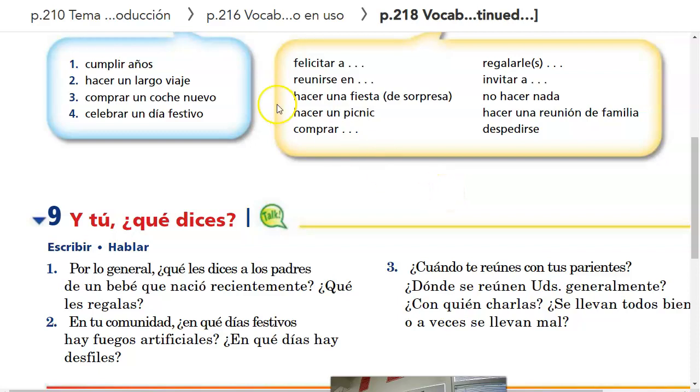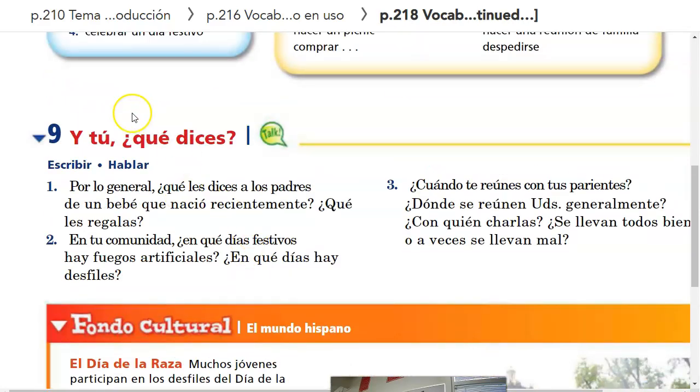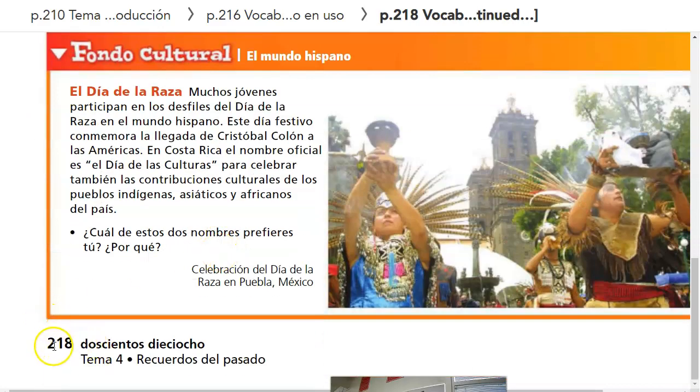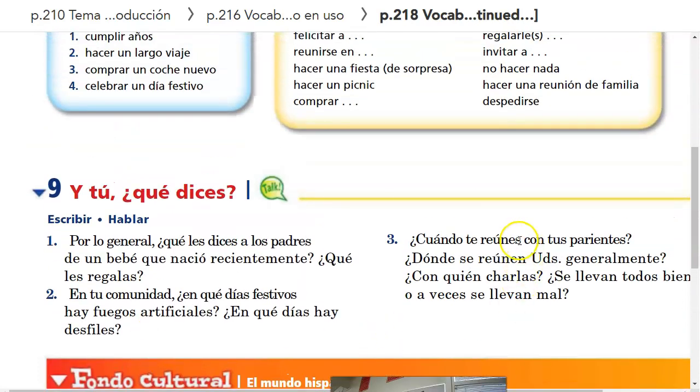Aquí tienen las instrucciones a la actividad ¿Y tú qué dices? A página 218. Here are your instructions for your homework ¿Y tú qué dices? En la página 218. You have 3 questions to answer.